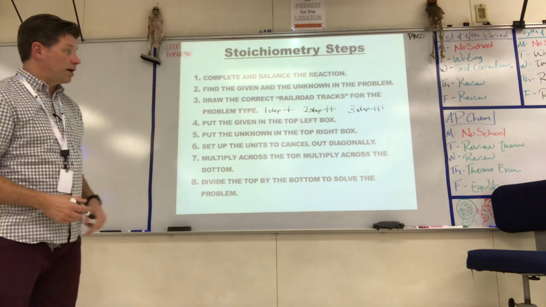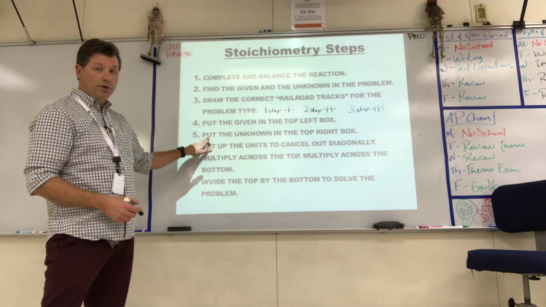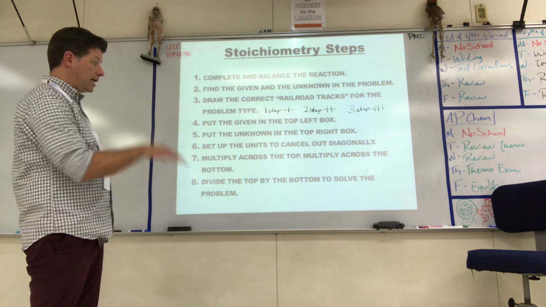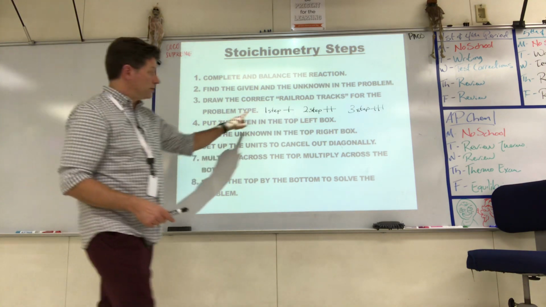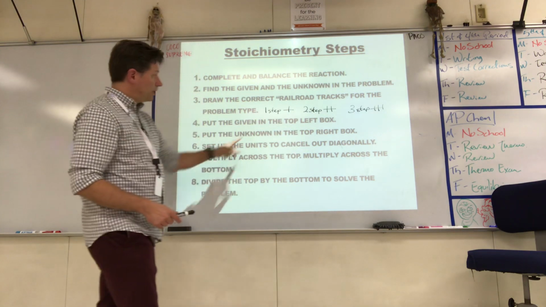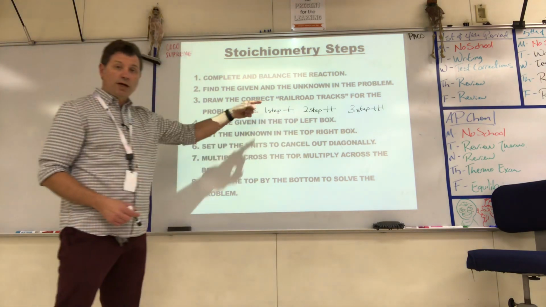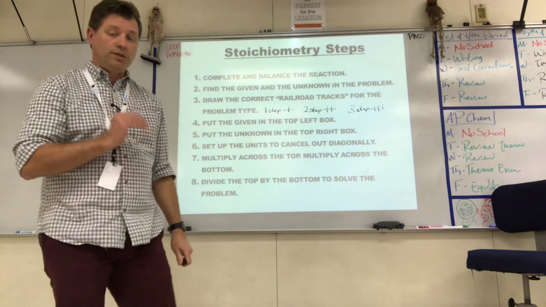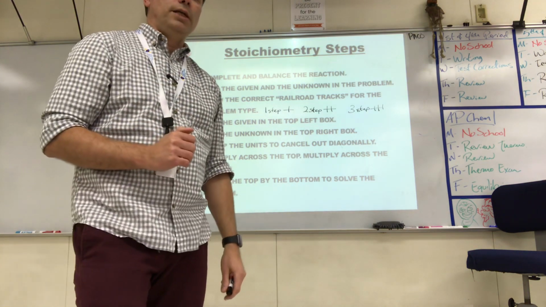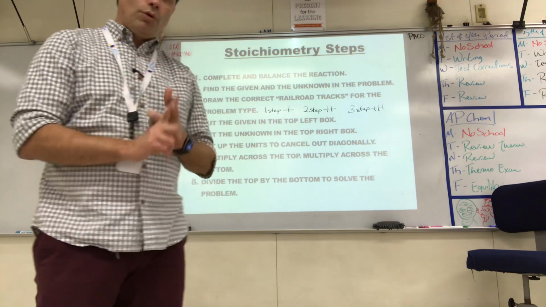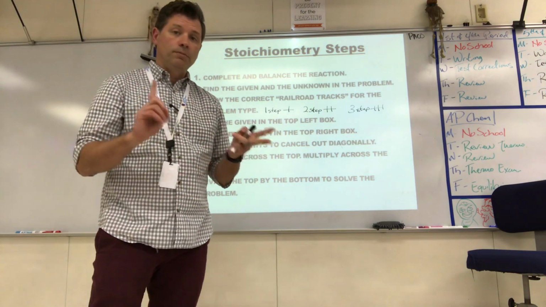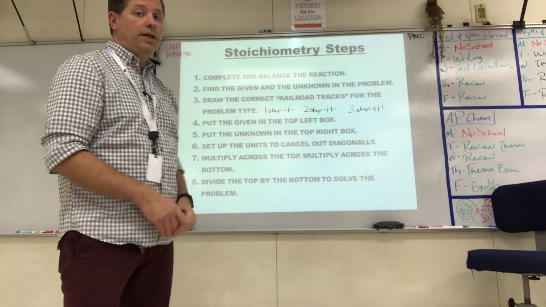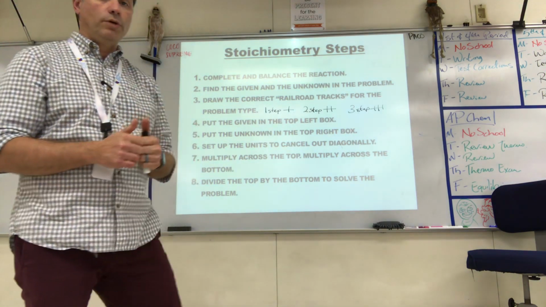Put the given in the top left box, put the unknown in the top right box, set up the units to cancel out diagonally, multiply across the top, multiply across the bottom, divide the top number by the bottom number. You do these steps every single time, you should get the correct answer. Remember, molar mass from the periodic table, mole ratio from the complete and balanced equation. Follow these steps. You should be able to do okay. All right?